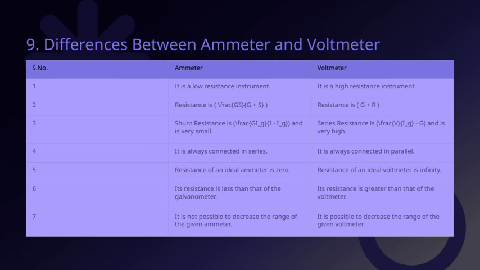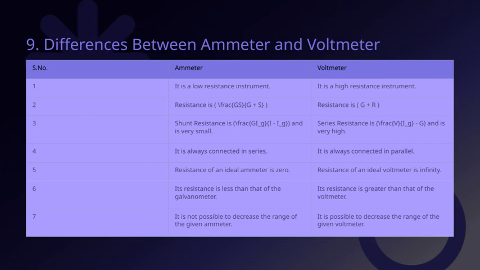Next, regarding their connection in a circuit, ammeters are always connected in series because they need to measure the current flowing through a particular branch. Voltmeters, however, are connected in parallel across the component whose voltage we want to measure, to avoid affecting the circuit.